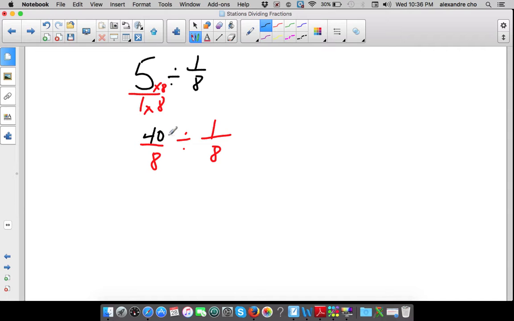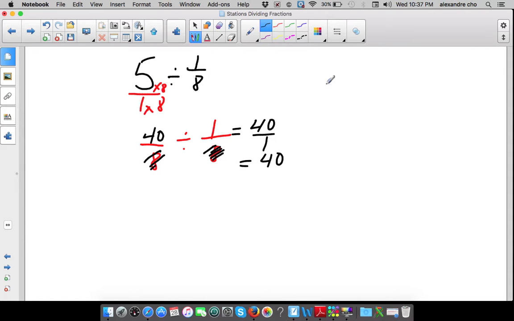So now we have 40/8 divided by 1/8. You can even imagine it as this because all the pieces are of the same size. So how many times can this piece fit into 40, or what's basically simply 40 divided by 1? You can write it like this and then change it to 40, or just simply write 40.